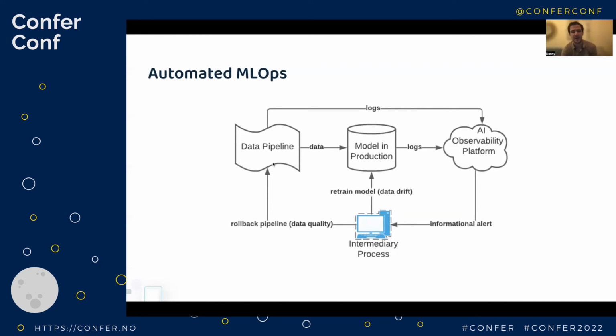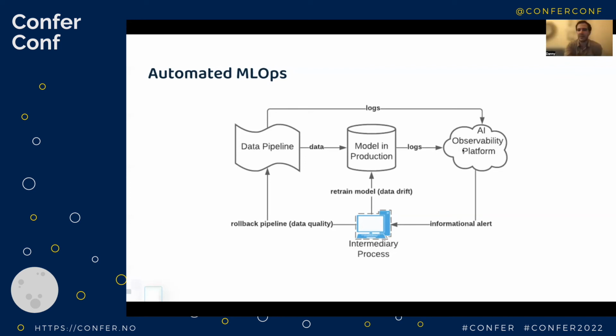So here we've got both our data pipeline, which is passing logs to our AI observability platform, and it's passing data to the model in production. Now, this model in production is also generating logs, right? As it's making predictions, it's serving those predictions to some application, but it's making logs that are also going to the AI observability platform.